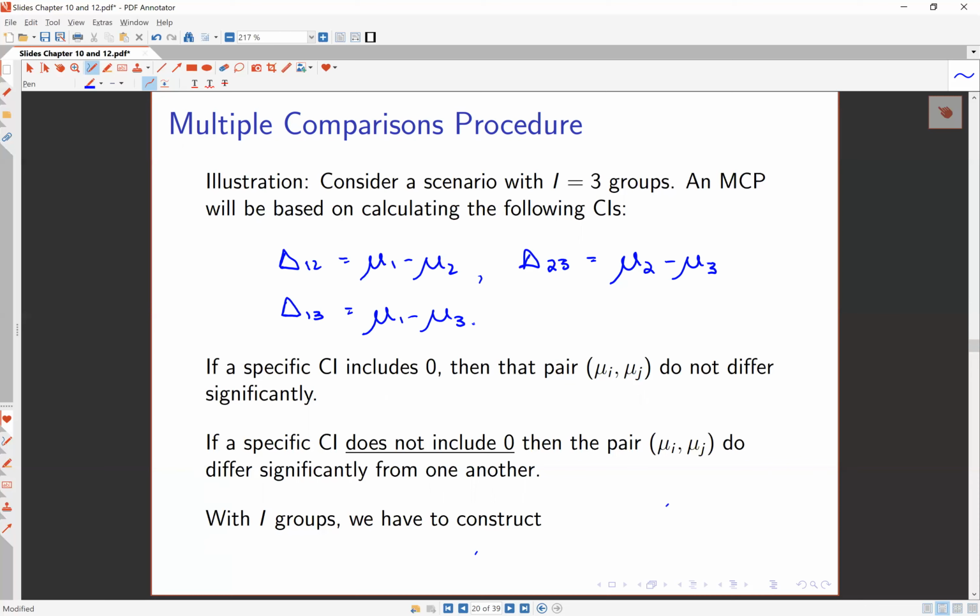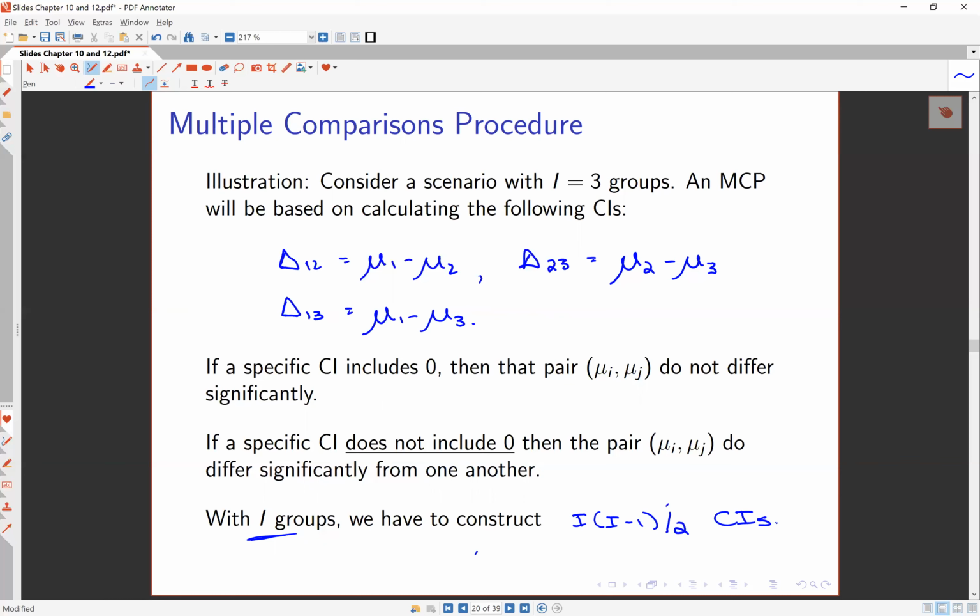But the number of confidence intervals grows with I. So if we only have 3 groups, we have to construct 3 confidence intervals. If we were doing this generically for I different groups, we would have to construct I times (I minus 1) over 2 confidence intervals. And if you take a close look at that, that's quadratic in the number of groups. So the number of potential confidence intervals grows faster than the number of groups.